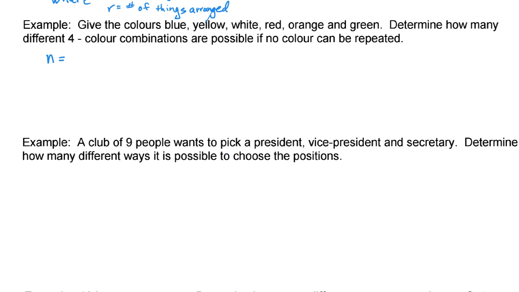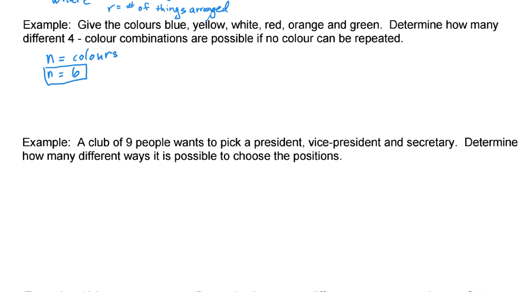So how many colors do we originally have? Blue, yellow, white, red, orange, and green. So n is our colors that we have to choose from, and the number of colors is 6. Okay, now that we have our number of colors is 6, it says how many different 4 color combinations are we looking at?